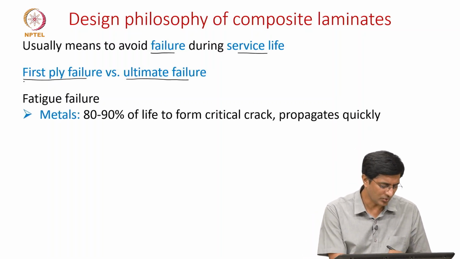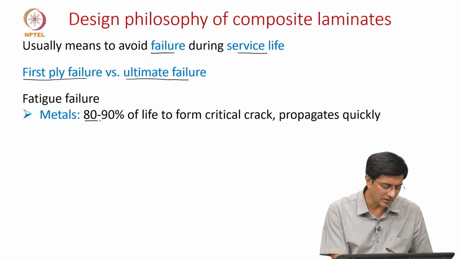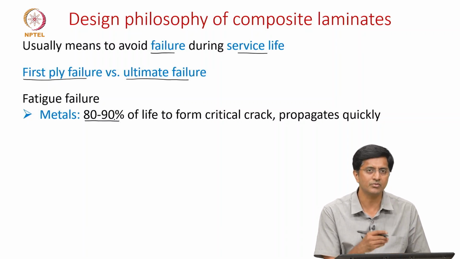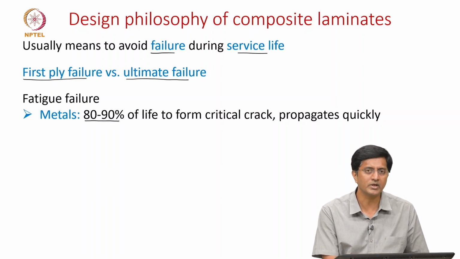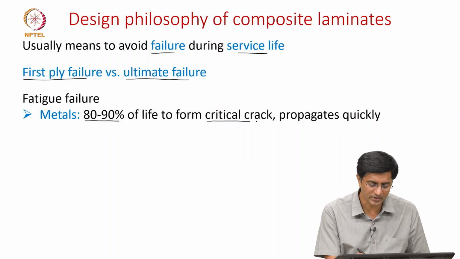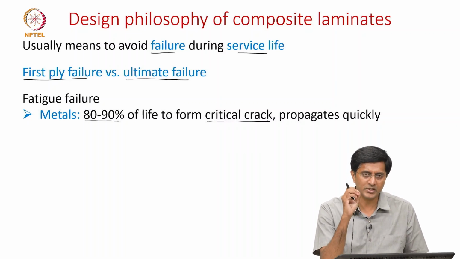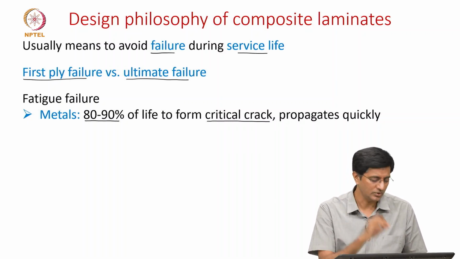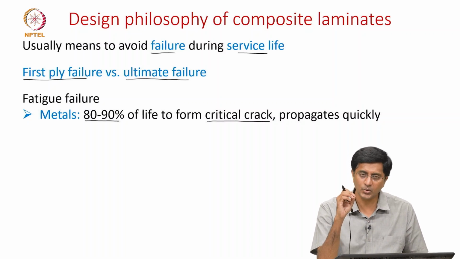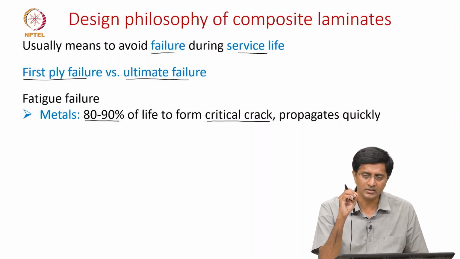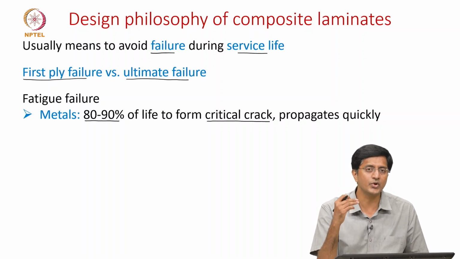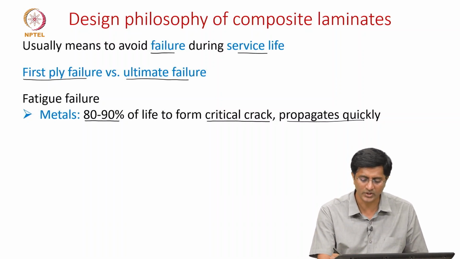When we discuss metals, usually 80 to 90% of the fatigue life of the component is spent in developing a critical crack. What is a critical crack? It is the number of cycles it takes to initiate a crack and then grow it slowly in a stable fashion, because after the crack length increases beyond this critical crack length, that's when the propagation happens quickly.